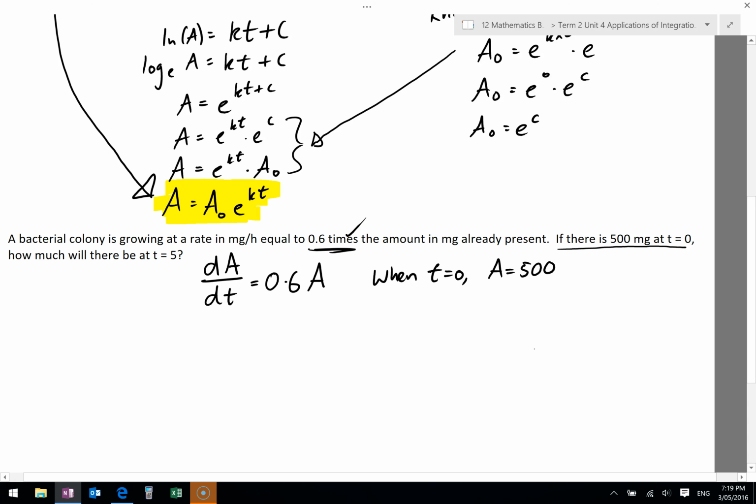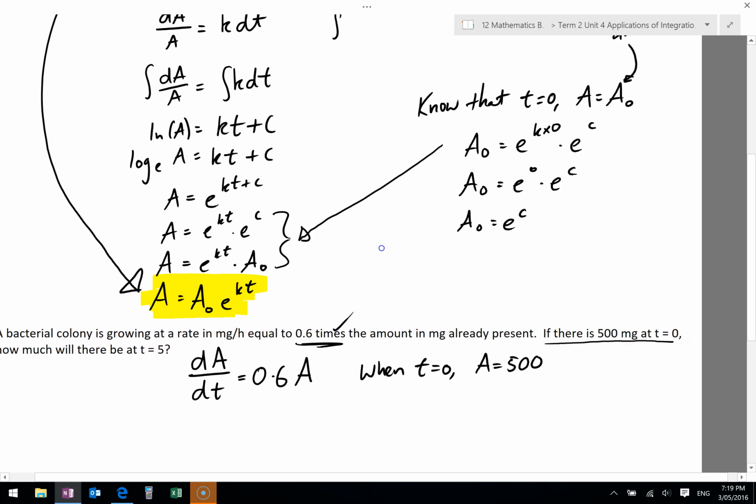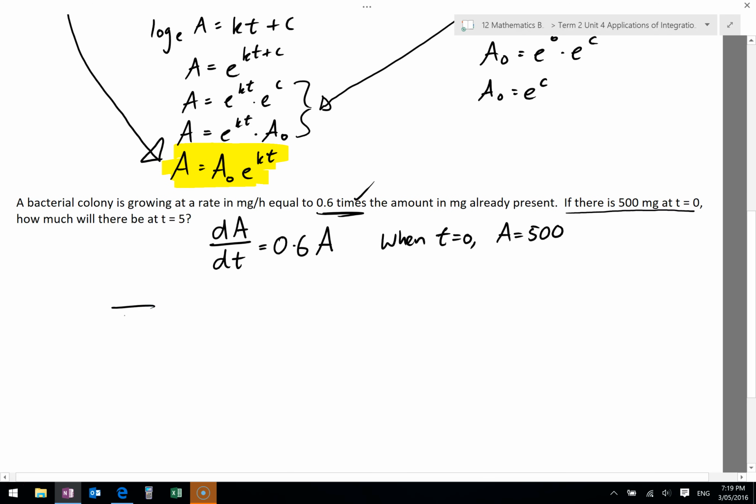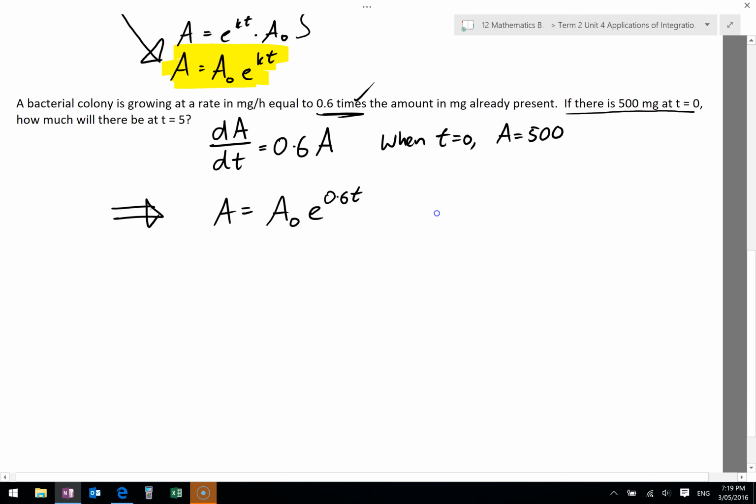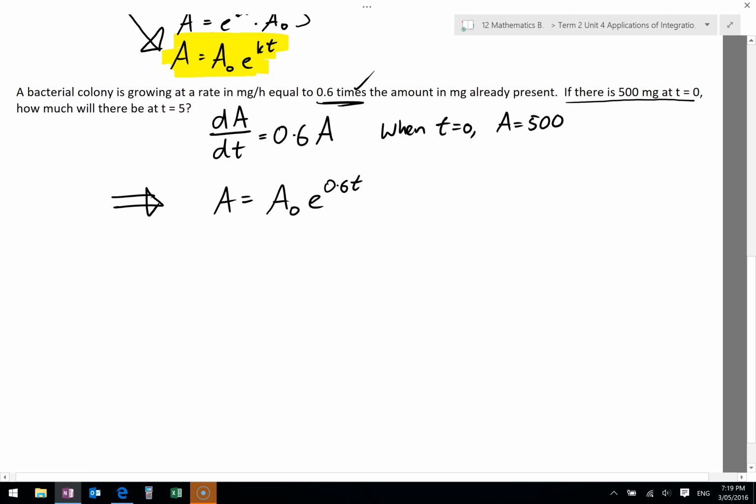Okay, so I know that something of this form is going to get converted to A equals A naught e to the power, in this case the k value is 0.6t. From here I can substitute in my initial conditions. I'll probably write here that the solution of the differential equation is how I got there.